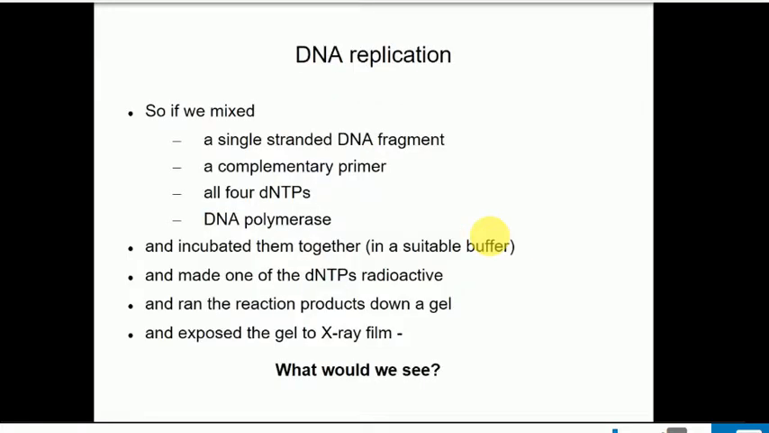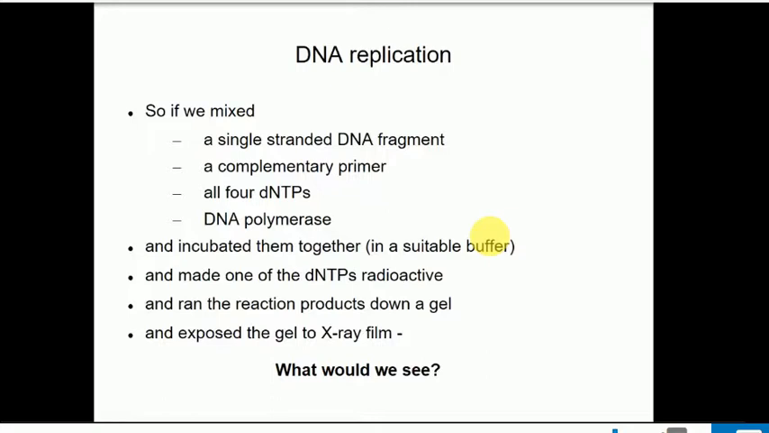So let's imagine a very simple experiment. We take a single-stranded DNA fragment. We take a complementary primer to that fragment. We take all the nucleotide triphosphates. We take DNA polymerase. We mix them together. We add magnesium. We warm them up. And we make one of those dNTP precursors radioactive. Having done that, we then run the whole lot down a gel and we expose the gel to X-ray film. What would we see? What would you see after you did that?